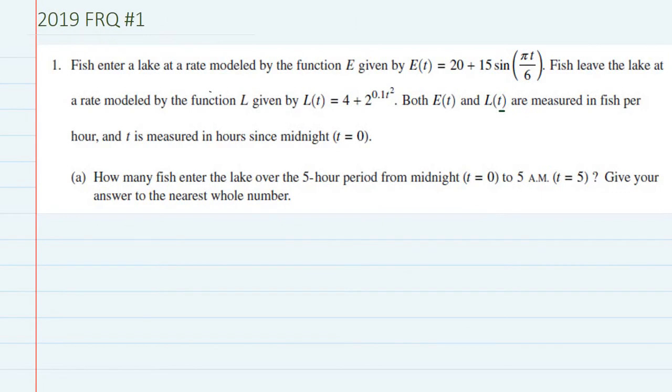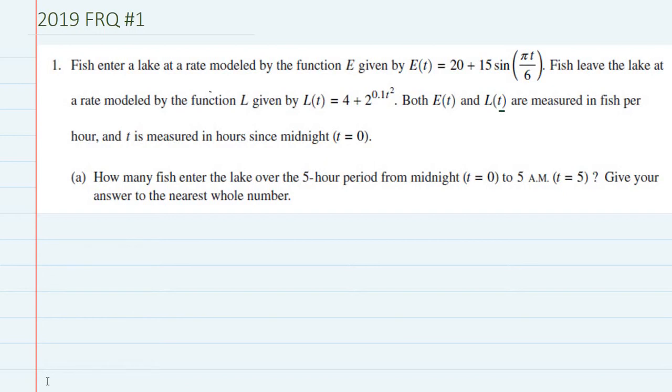This is the 2019 AP Calculus AB FRQ number 1, and it's about fish entering and leaving a lake. It says that fish enter a lake at a rate modeled by the function E, given by E of t is 20 plus 15 times sine of pi over 6 times t. Fish leave the lake at a rate modeled by the function L, given by L of t is 4 plus 2 raised to the 0.1 t squared. Both E of t and L of t are measured in fish per hour, and t is measured in hours since midnight.